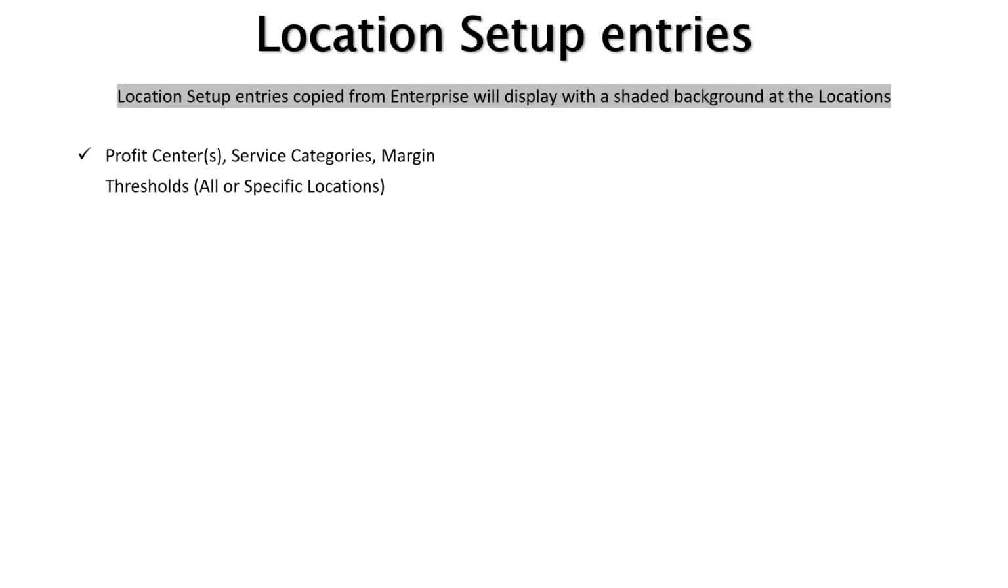You can share profit centers, service categories, and margin thresholds. You can share them at all locations or specific. So if you have an all or specific, that just simply means you pick and choose which locations you want it to go to.